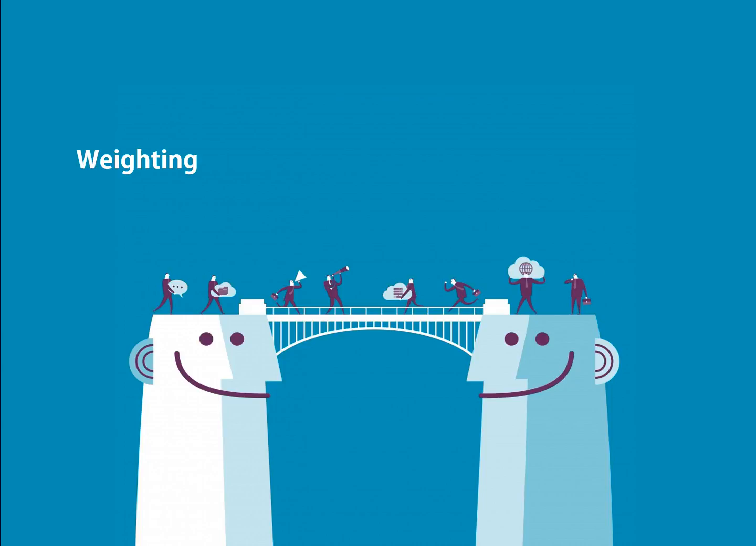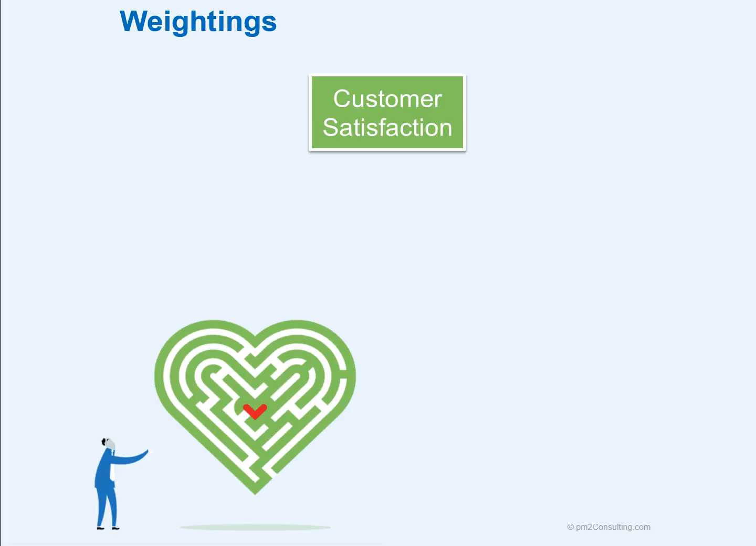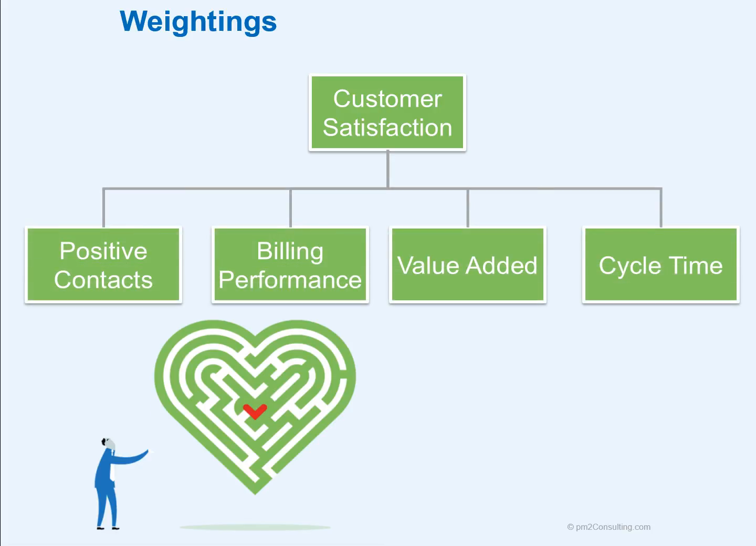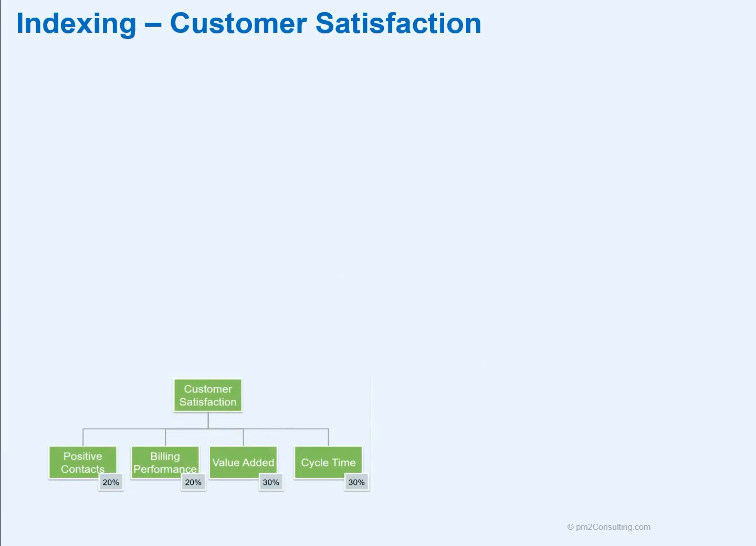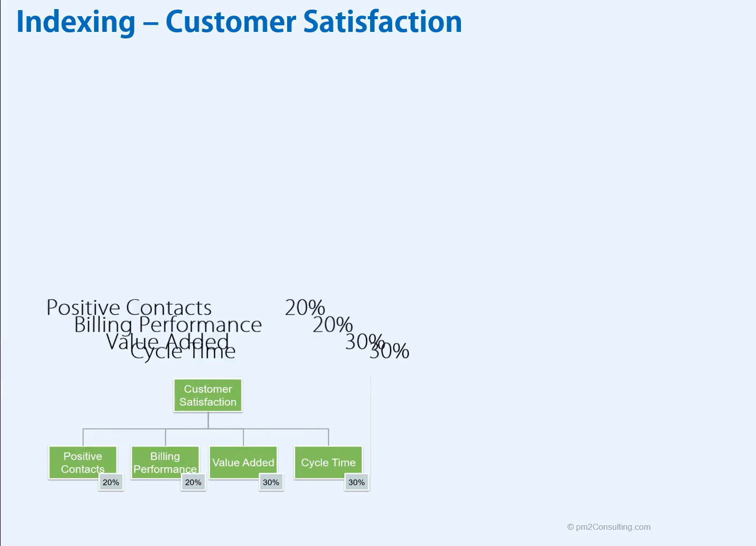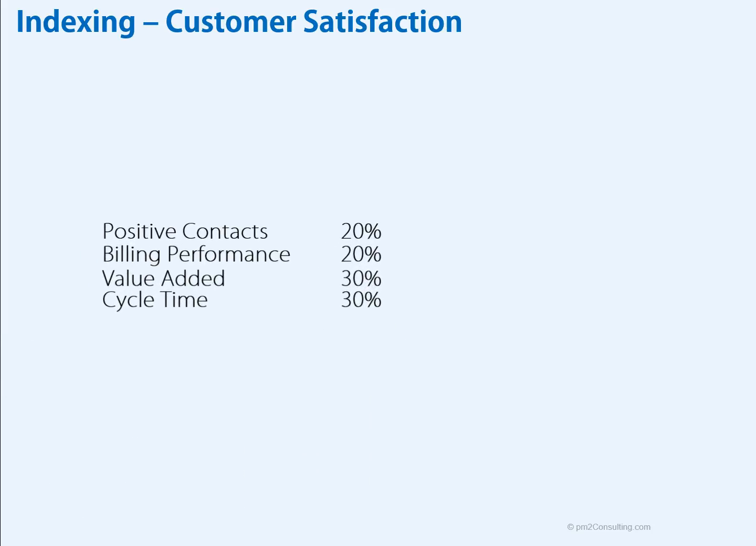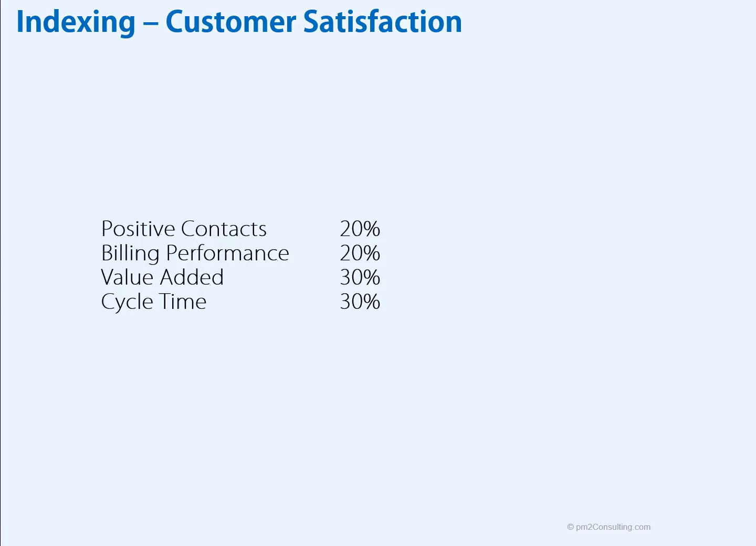The dilemma is we then have to weight that to get an overall answer. So let's take a look at something like customer satisfaction. I might have 4 measures: positive contacts, billing performance, value added, and cycle time. And I'm going to weight those based on what our customers think are important. So value add and cycle time are the 2 important indicators. So as we begin to take a look at those, we can begin to quantify that performance. So here are the indicators and the weighting.